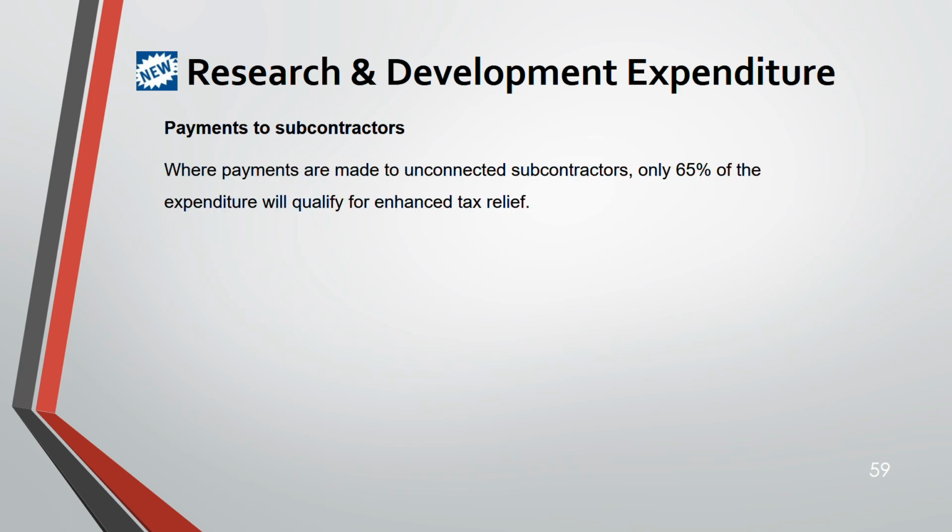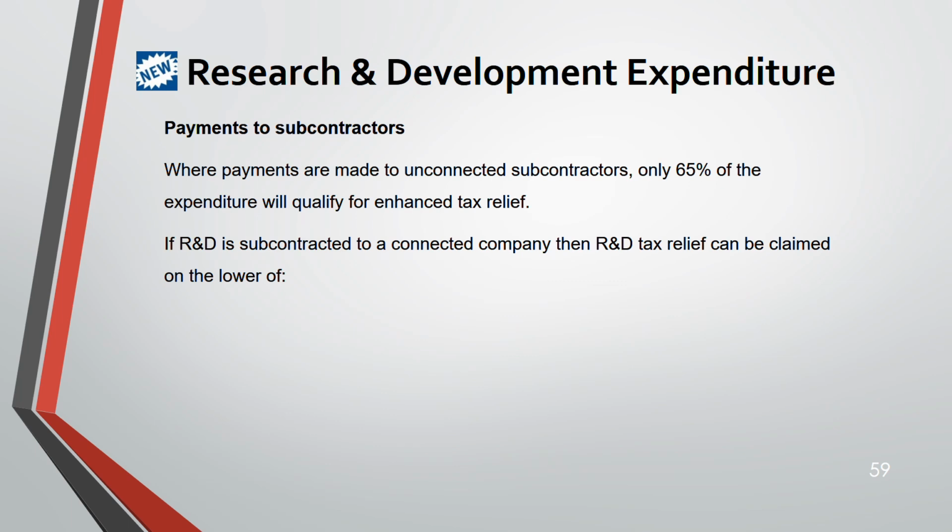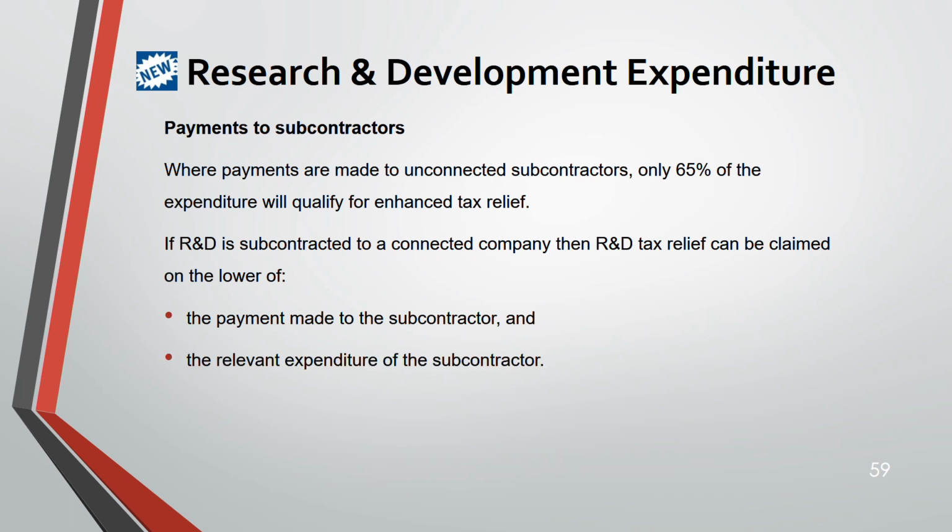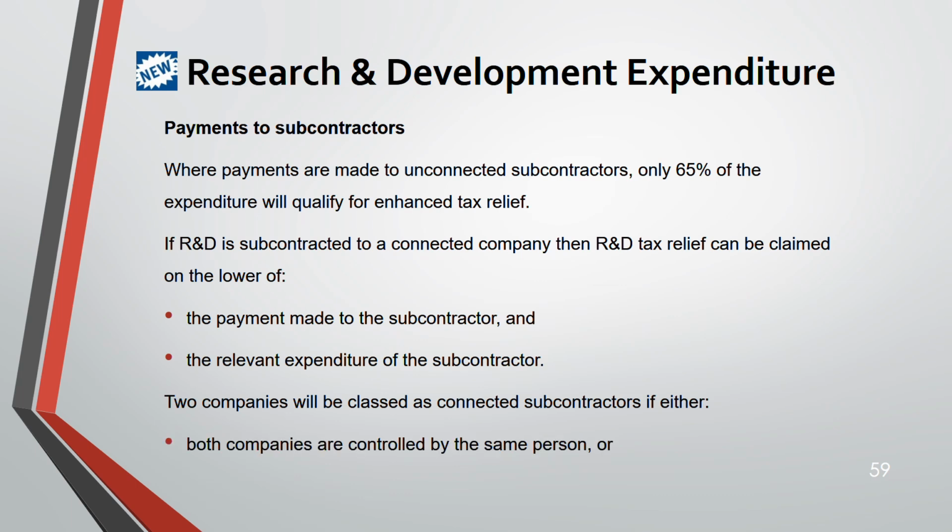Payment to subcontractors. When a payment is made to unconnected subcontractors, only 65%, that is half of 130, of expenditure will qualify for enhanced tax relief. If R&D is subcontracted to a connected company, then R&D tax relief can be claimed on the lower of the payment made to the subcontractor and the relevant expenditure incurred by the subcontractor. It's not 186, it's the lower amount. Two companies will be classed as connected if either both are controlled by the same person or one company controls the other.